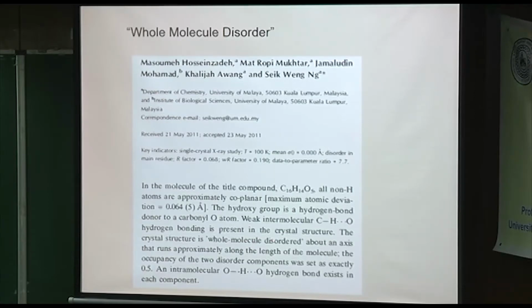is whole molecule disordered, about an axis that runs approximately along the length of the molecule. The occupancy of the two disordered components was set as exactly 0.5. And I believe that was an arbitrary choice of 0.5. And then there is this hydrogen bond.